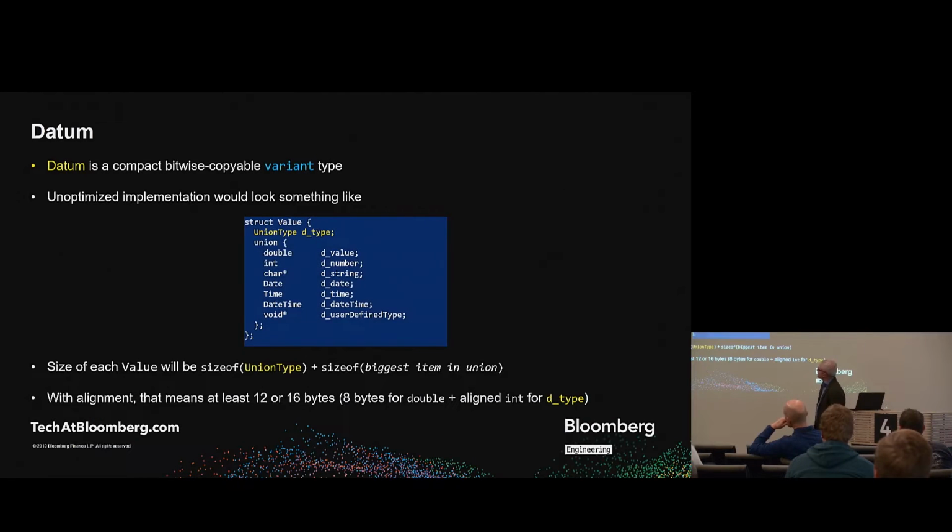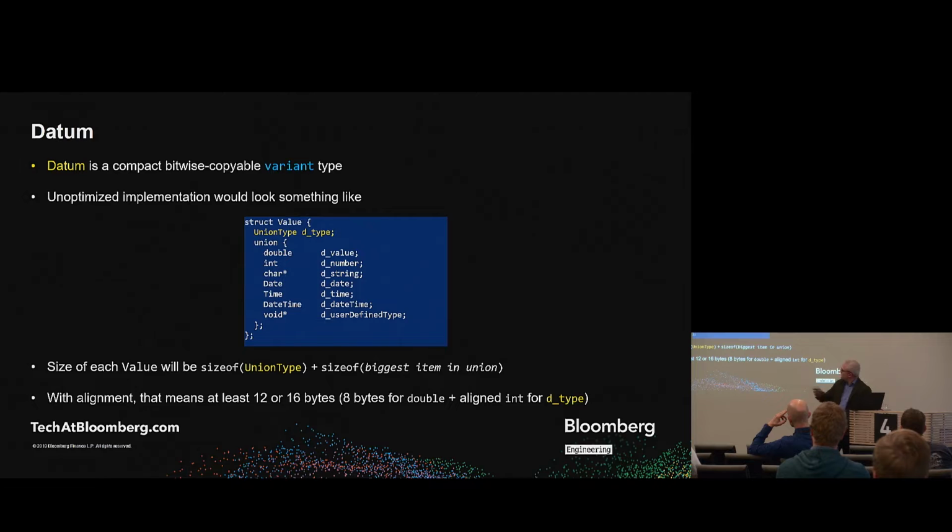So what is Datum? Datum is a compact, bitwise copyable variant type. A trivial, unoptimized implementation would look something like this, where there's a union of all the different things it can be, and something that allows you to select which of those it currently is. The problem is that there's quite a lot of waste in here, partly through having that extra union type field, partly through alignment issues typically.